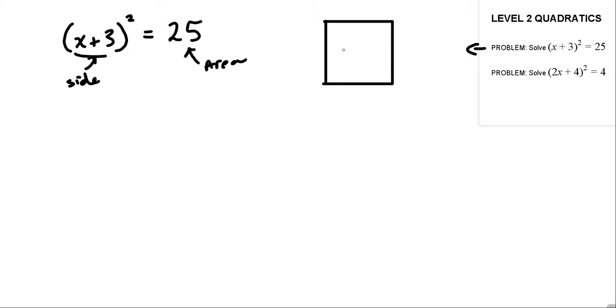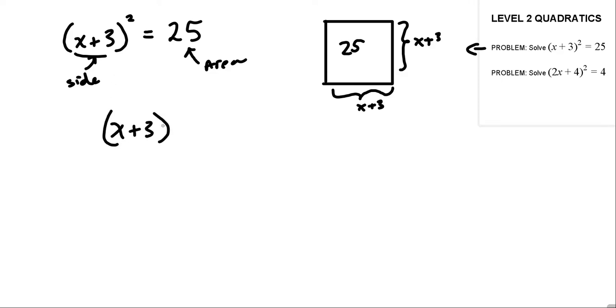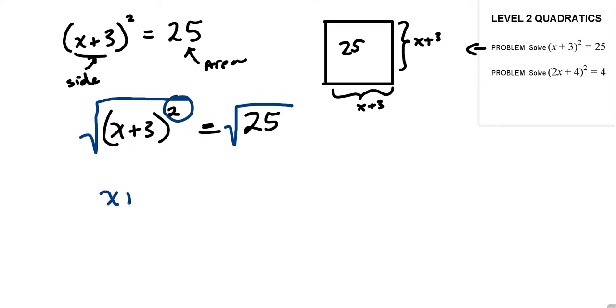Alright. So we have 25, and somehow this is a length x plus 3, and this is also the length x plus 3. We're trying to figure out what the x is. Like before, we can take this whole component, x plus 3 squared equals 25, and undo the operation of the square by square rooting both sides. In this case, these cancel each other out. So we have x plus 3 equals, what's the square root of 25? 5.